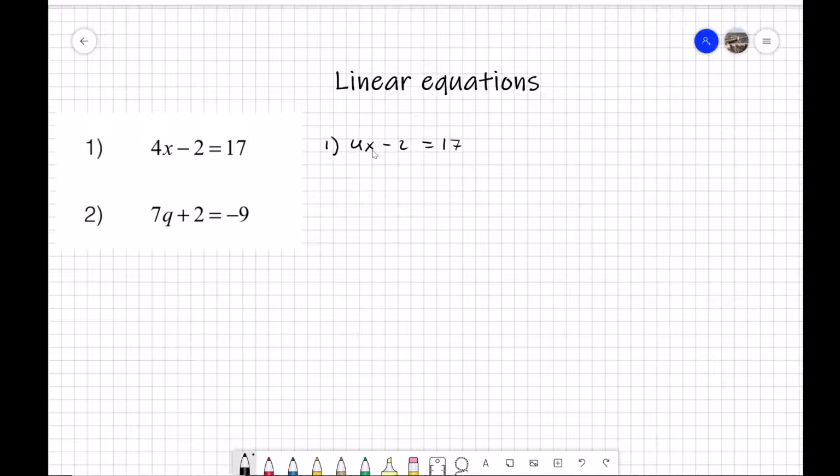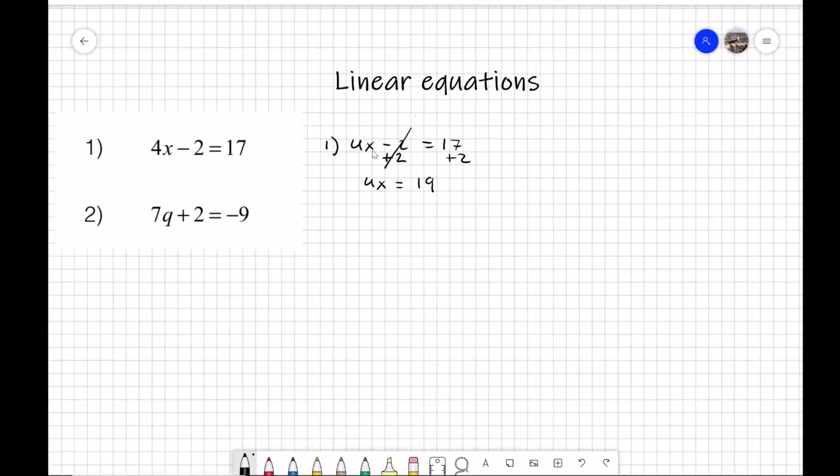So between the multiplication and the subtraction, which is the weakest bone? Well, we know that a multiplication is stronger than a subtraction, so that means the weakest bone in this case is the subtraction, right? So we're going to cancel out that subtraction by using the opposite operation, which is an addition, and we have to do it on both sides. Now we cancel out this subtraction and we end up with 4x equal to 19.